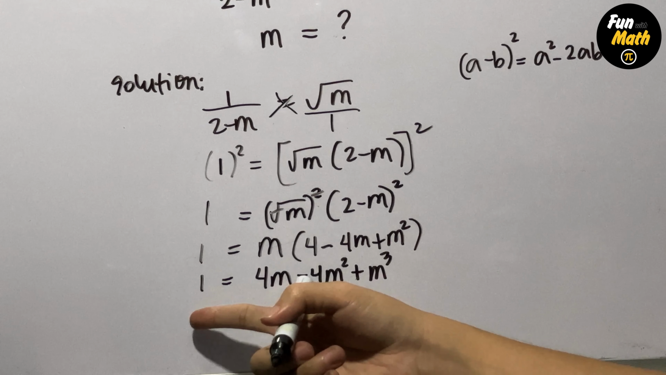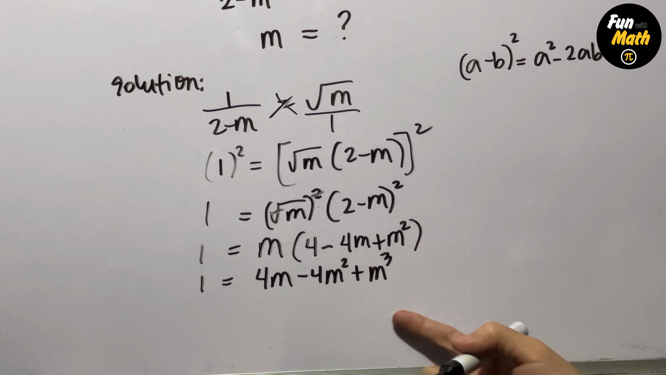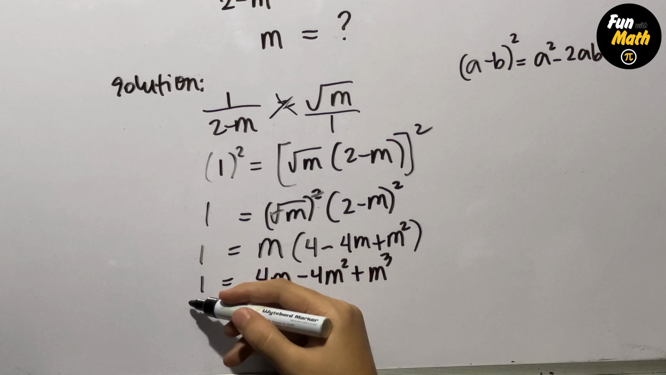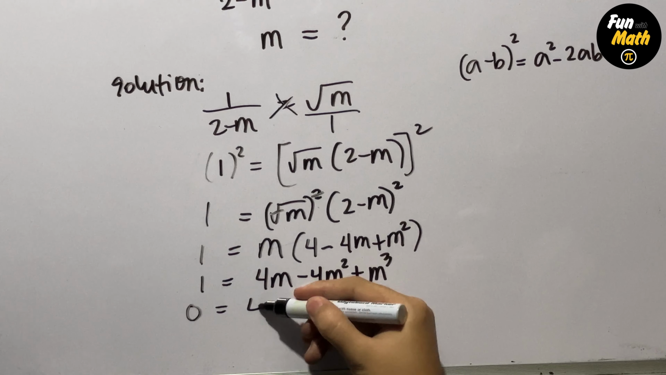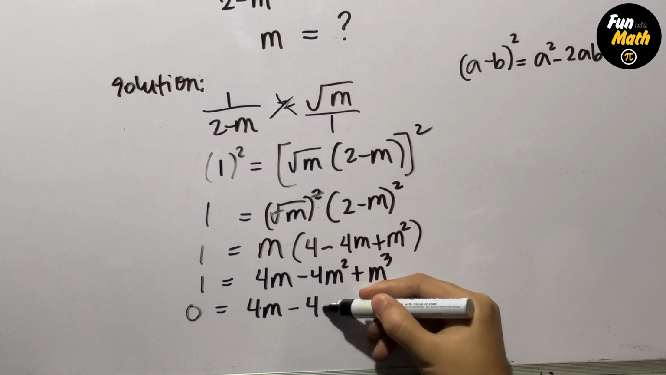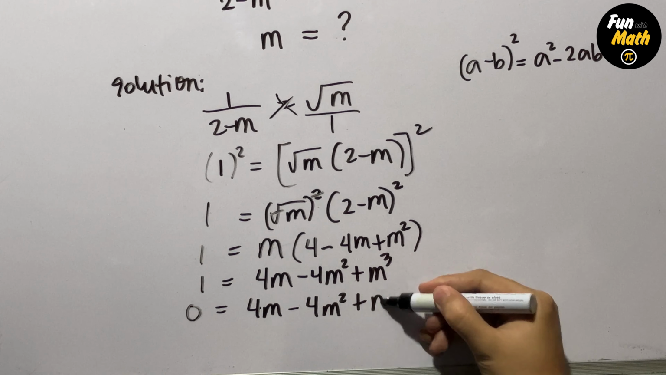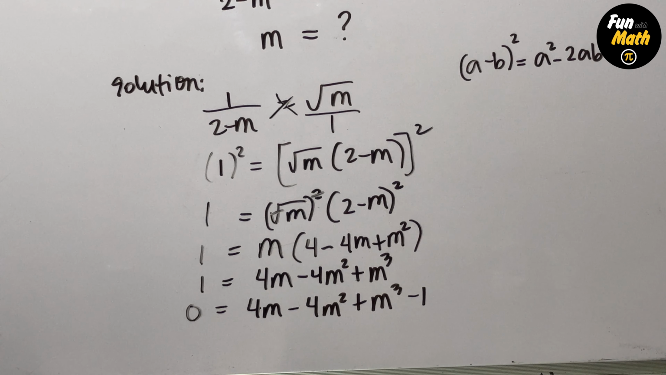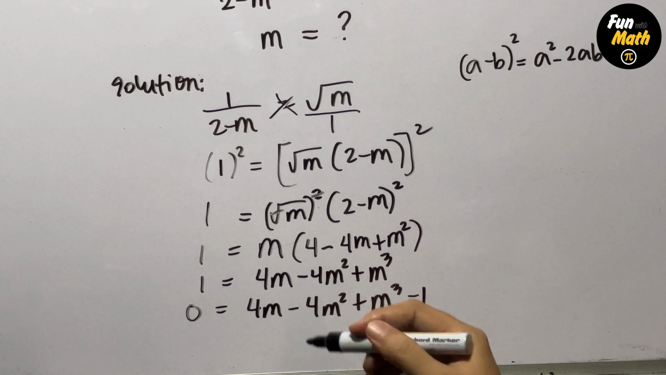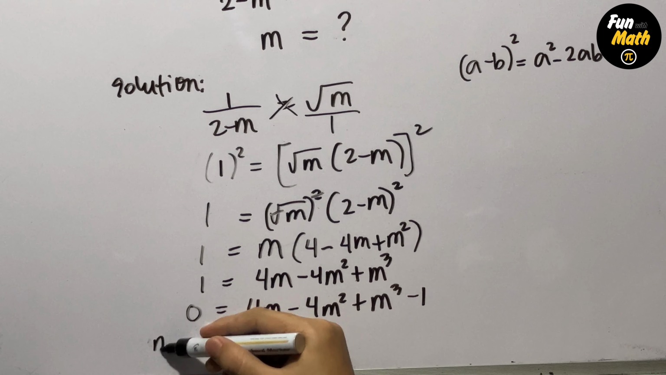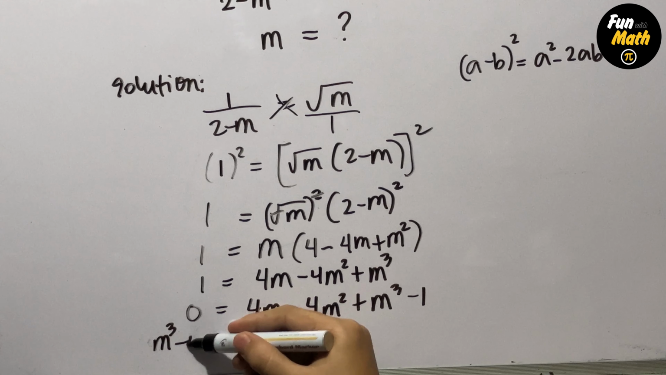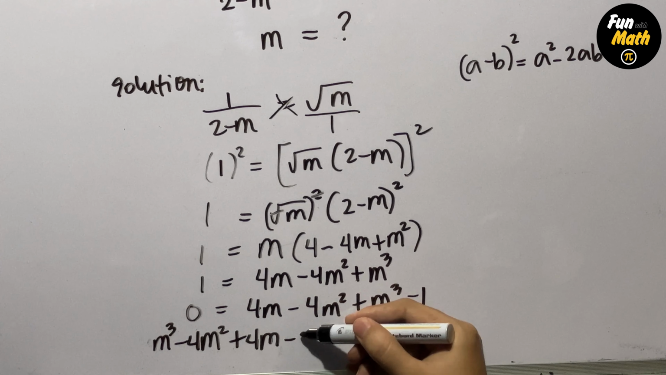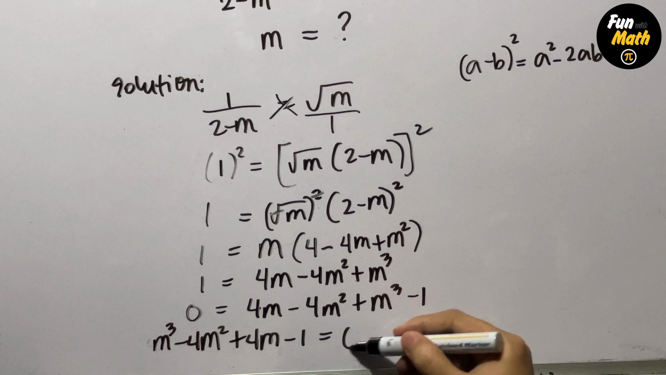Next, we can take 1 to the other side so that this side will be equal to 0. So this is now 0 equals 4m minus 4m squared plus m cubed minus 1. And then apply the commutative property. So now we can write it as m cubed minus 4m squared plus 4m minus 1 equals 0.